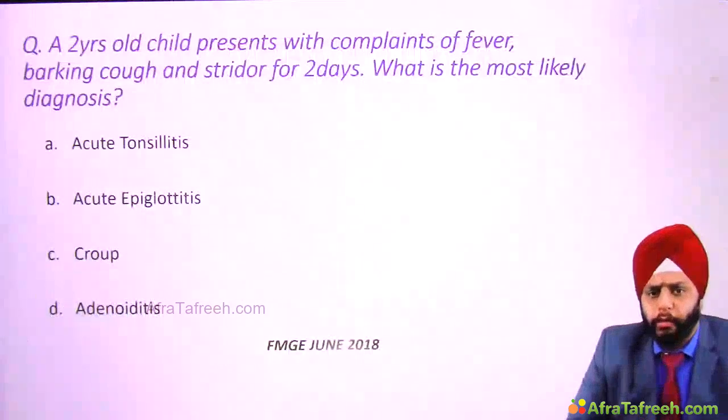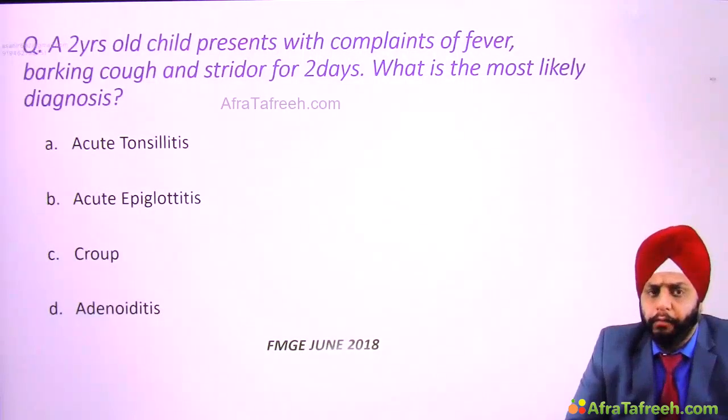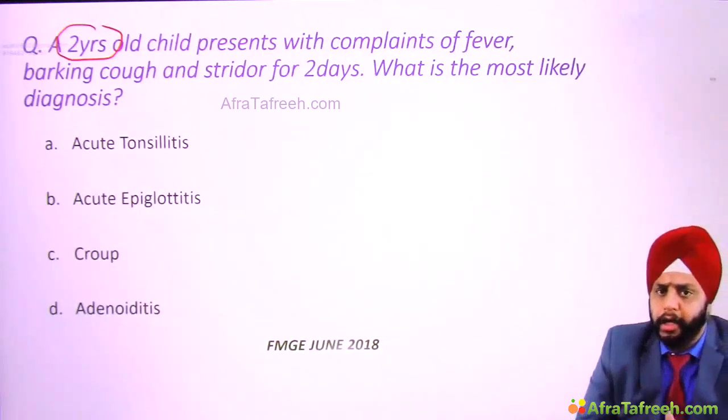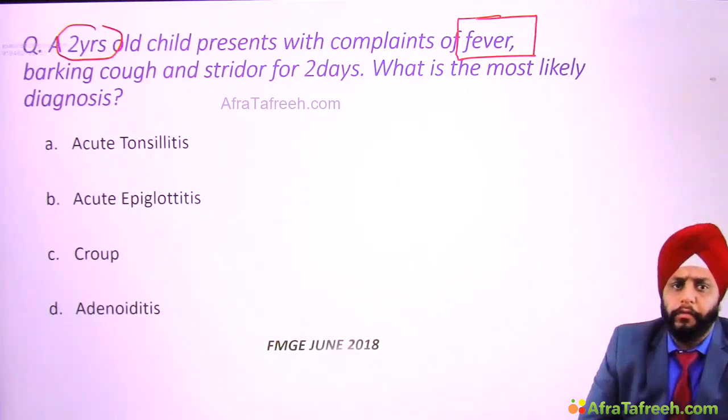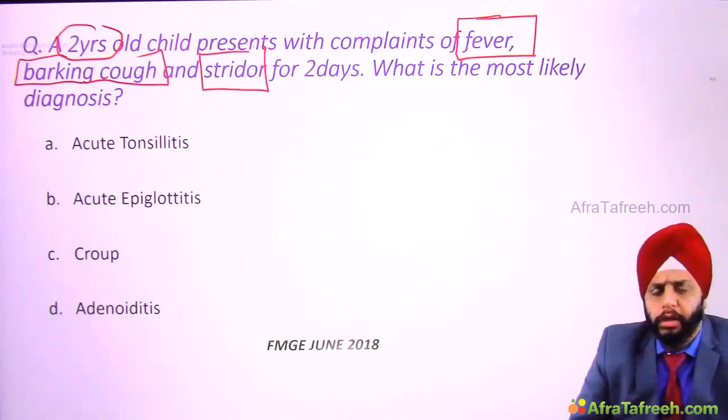Let's look at another question asked in the FMG June 2018 exam. A 2-year-old child presents with complaint of fever. So you see, now they have given a history. 2-year-old child presents with complaint of fever, barking cough, and stridor. So 3 things are mentioned to you, and clear-cut history, barking cough history. What is the most likely diagnosis?